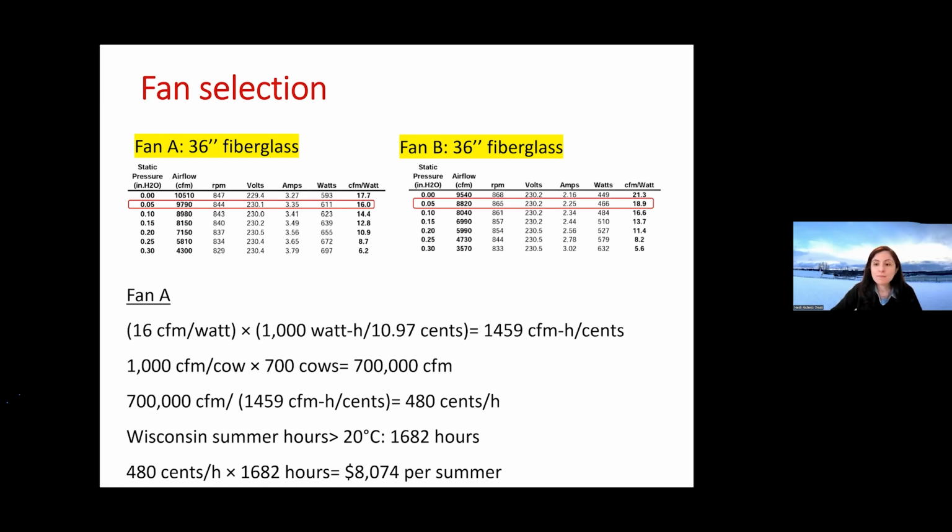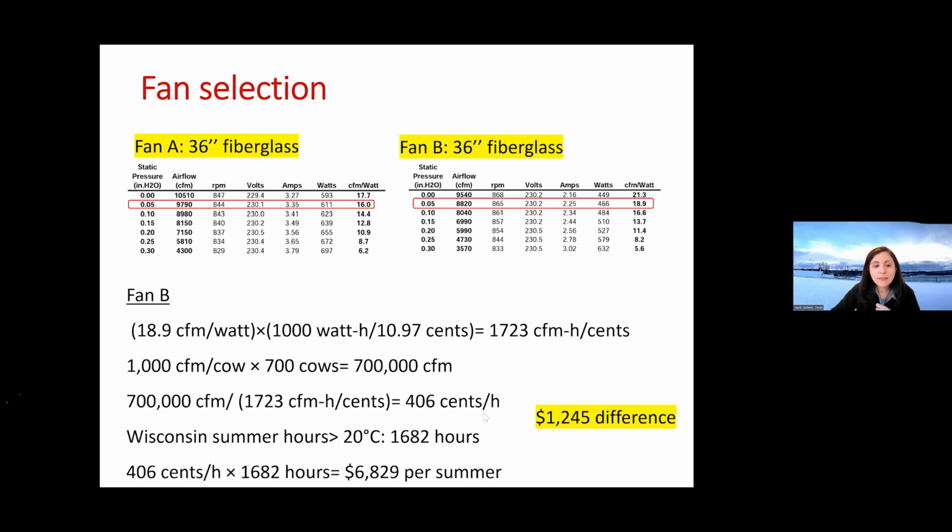So how much does it matter? Let's say it's 16 CFM per watt, and then we multiply it by the cost of the electricity, and we assume 700 cows in our building. So we are spending 480 cents per hour, okay? And then let's assume Wisconsin summer hours. This is the number of hours, with temperature about 20 degrees C. So every summer, if we use fan A, we are spending $8,000 per summer, okay?